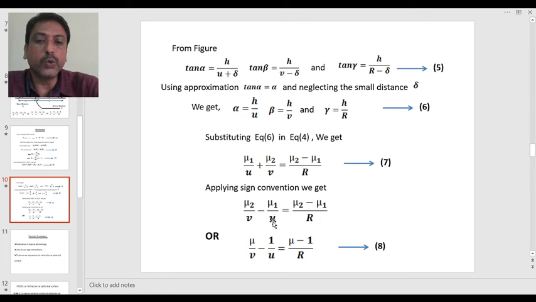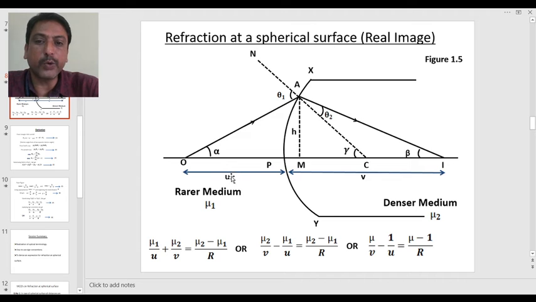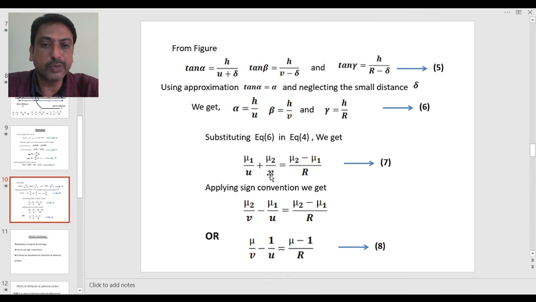Here, distance u is the distance measured from pole to the object point. The direction of light is considered from left to right, but I am measuring the distance of the object from right to left. Therefore, according to sign convention, I must take a negative sign associated with u. The image distance v is measured from P to I, which is in the direction of incident light. Hence, I can take a positive sign for image distance. The radius of curvature is the distance from pole to the center of curvature, again measured in the direction of light. Hence, it is also taken as positive. So u will become negative, v is positive and r is positive.